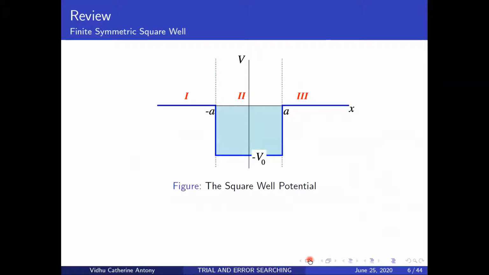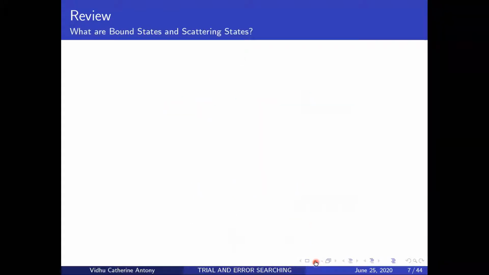Okay, so how do I mathematically write this? I write that the particle lies in a potential V(x), where V naught represents the depth of the potential. So it is minus V naught for x between minus a and a, and 0 outside that. So let's move on.